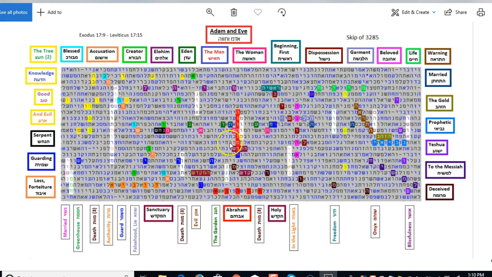And HaKadosh, and that sanctuary. That's where the Father wants to meet with his people. And that's what Eden is also, like I said here, and that was Adam and Eve's sanctuary where they could walk with Yahuwah in the cool of the day.